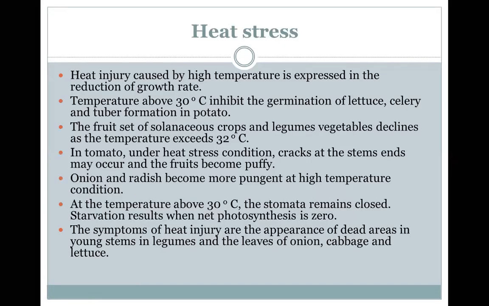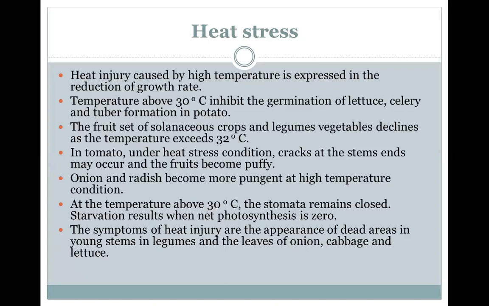Then heat stress. Heat injuries may be caused by high temperatures, right? Temperature above 30 degrees Celsius inhibits the germination of lettuce, celery, and tuber formation in potato. These crops, lettuce and celery, are cool season crops, and if the temperature is higher, that is 30 degrees Celsius, these crops will not germinate. And in case of potato, tuber formation will not be good if the temperature is more than 30 degrees Celsius.